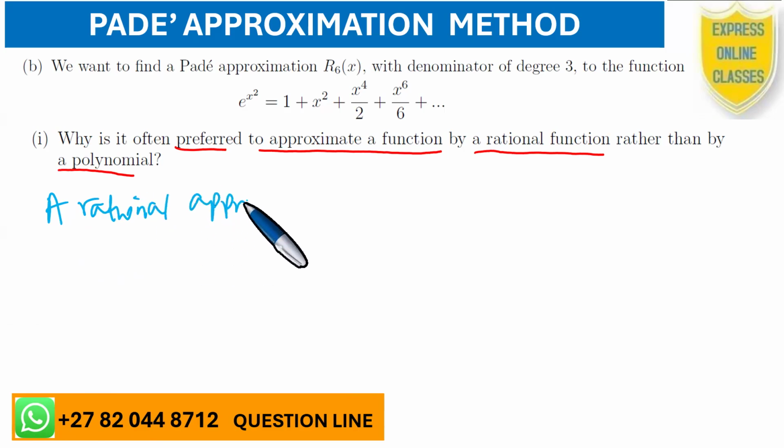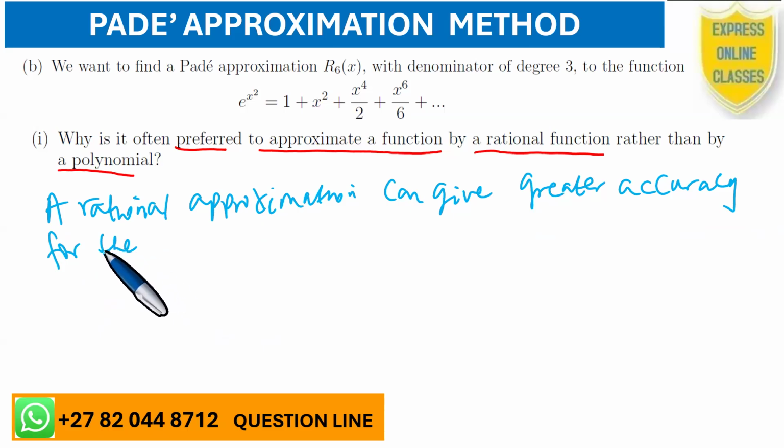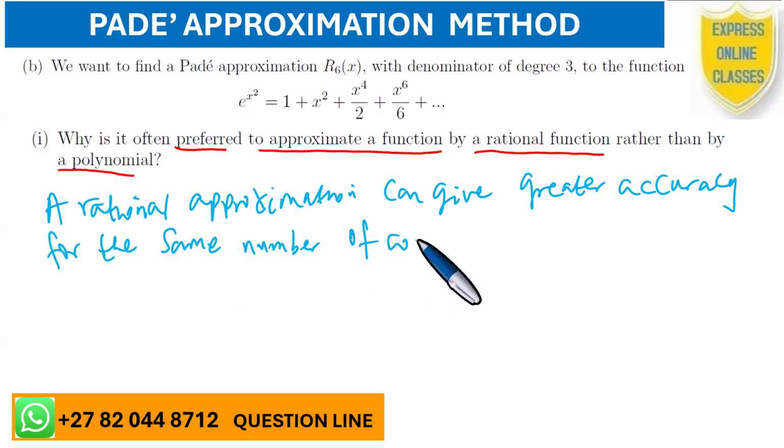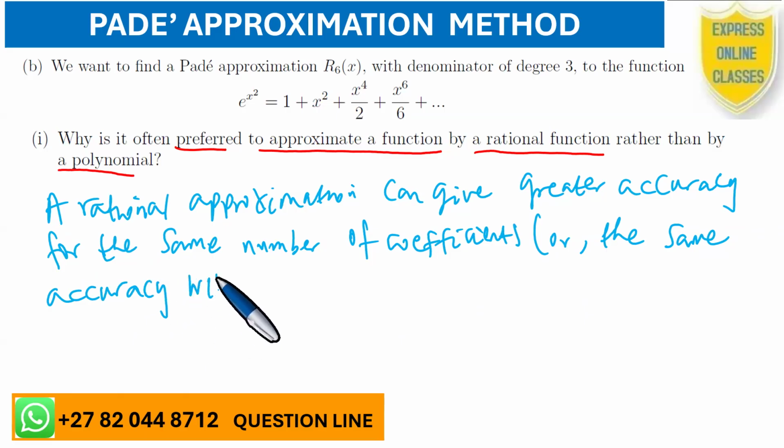A rational approximation can give greater accuracy, or essentially much greater accuracy, for the same number of coefficients, or the same accuracy with fewer coefficients.